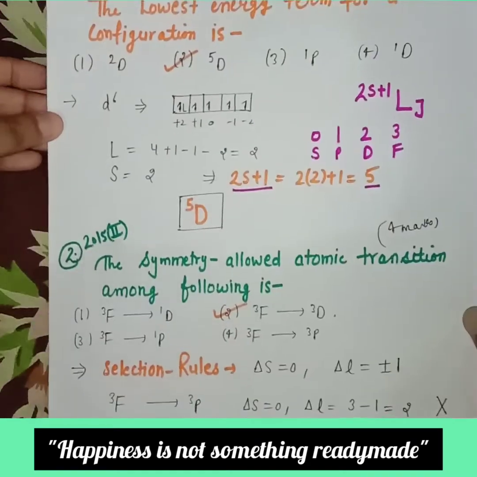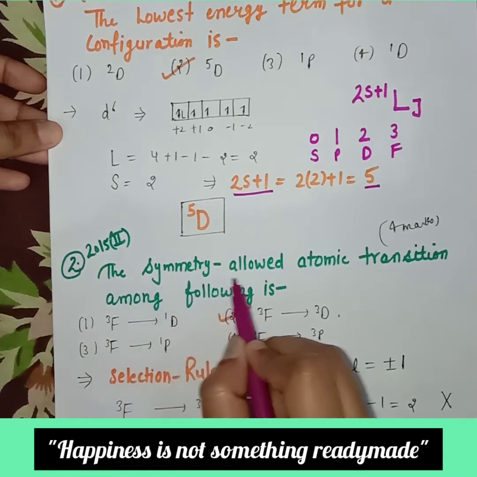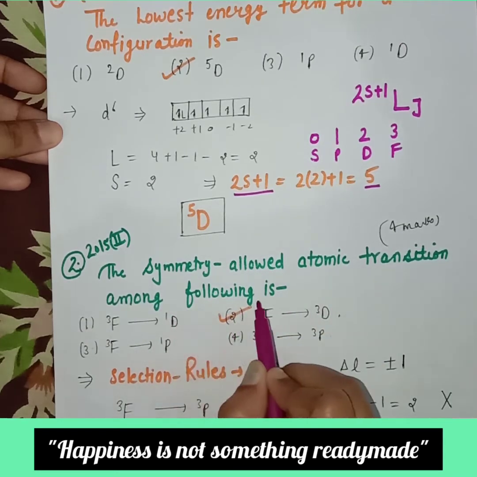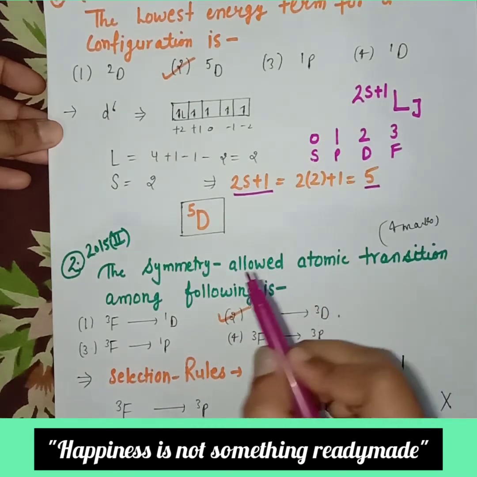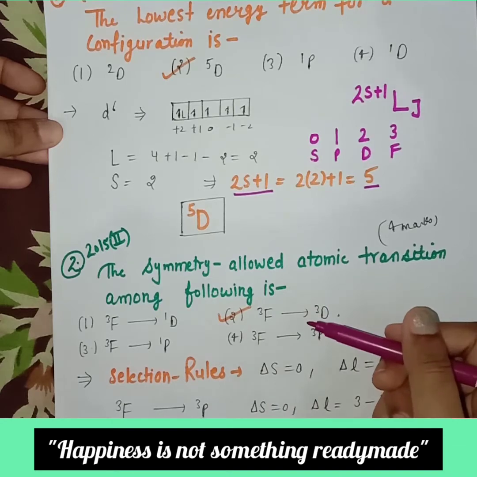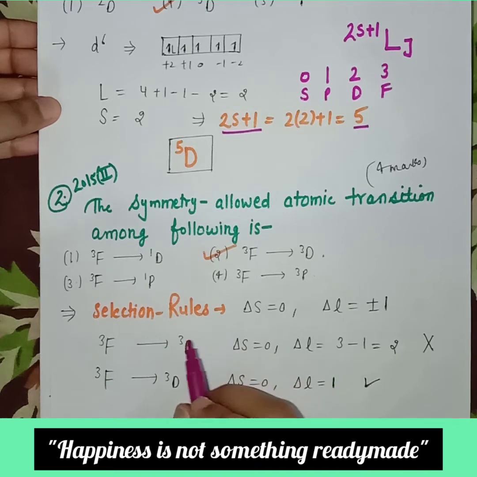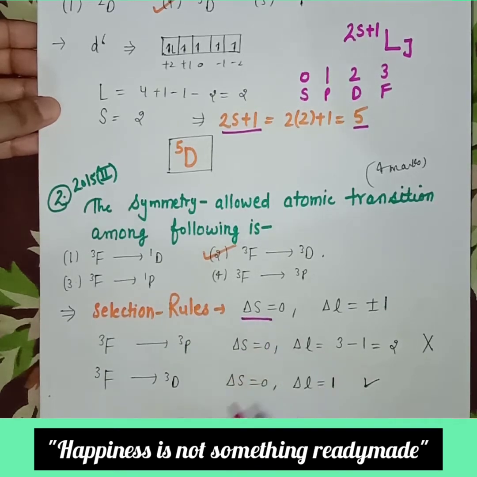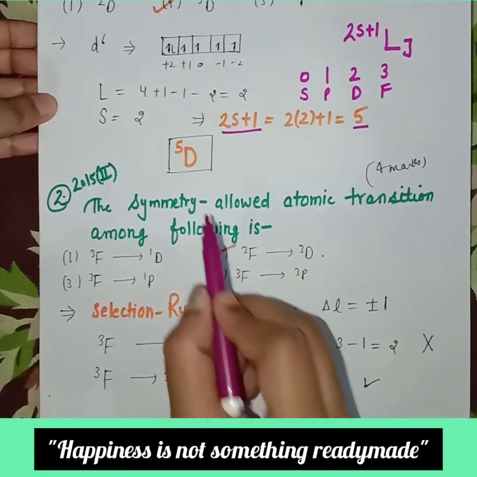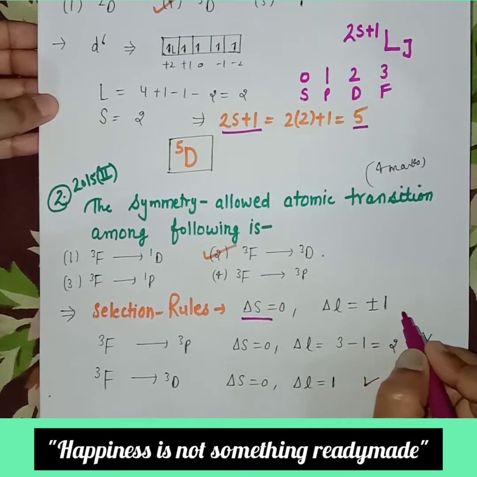Okay. Second question from 2015 December examination. The symmetry allowed atomic transition among following. We have some transitions. We have to tell which are symmetry allowed and which are symmetry forbidden. So students, for symmetry allowed transitions, we have some selection rules. That is, delta S is equal to 0. It means spin multiplicity must remain the same if symmetry is allowed. And delta L is equal to plus minus 1.